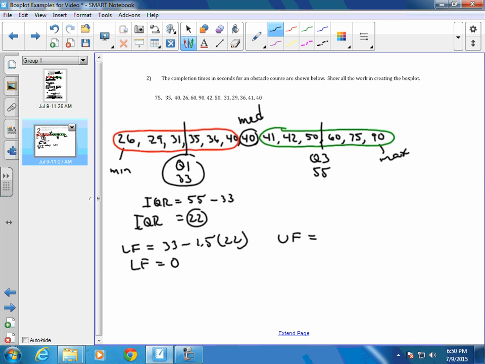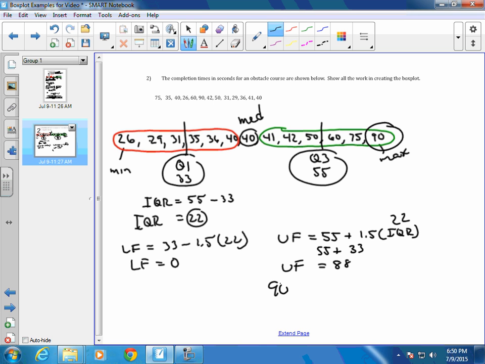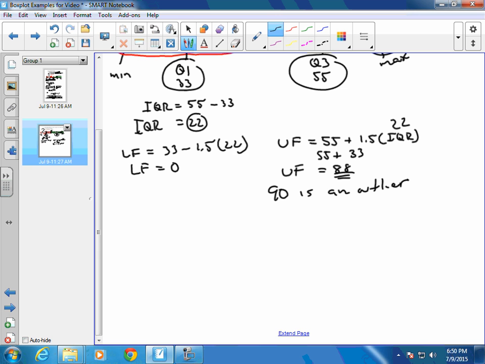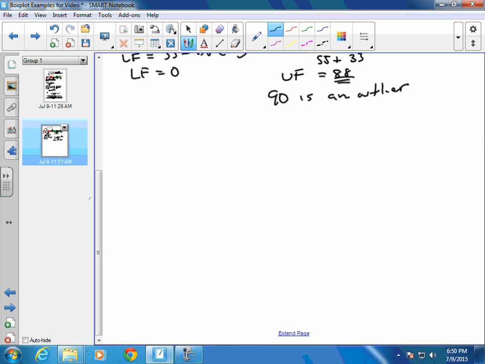Let's check the upper fence. The upper fence is going to be your 3rd quartile. Here it's 55, plus 1.5 times our interquartile range. So let's see, 55 plus 1.5 times the interquartile range, which is 22. So that's going to equal 88 for our upper fence. Well, we have a max of 90. That means we have an outlier, because it's above our upper fence. All right, so we'll have to see what we do here in order to adjust our box plot for an outlier.